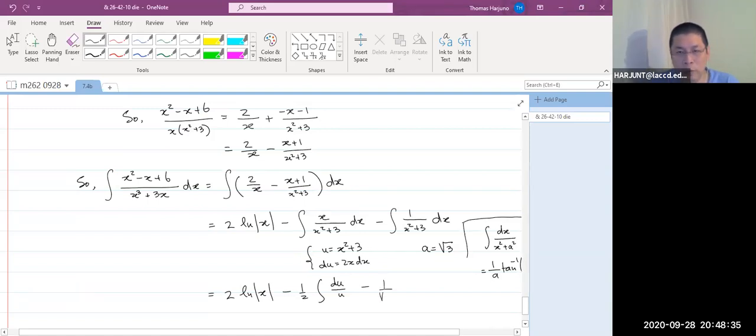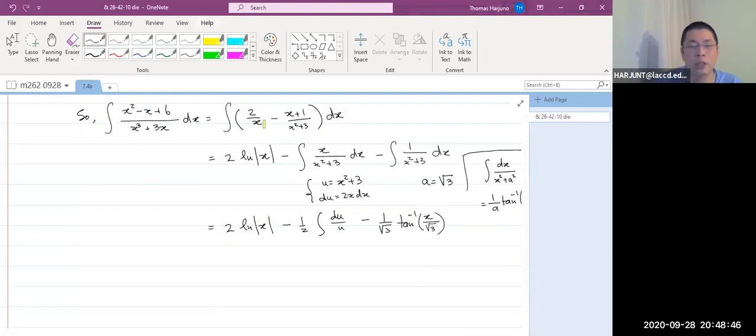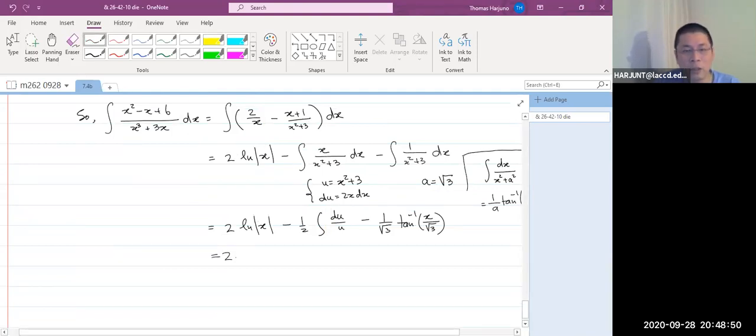This is 1 over radical 3 tangent inverse of x over square root of 3. I don't need to use plus constant yet because I'm not done with this integration yet. Okay, but once I'm done with that integration, then I need to use that plus constant plus ln absolute of u, right? But now u is this.